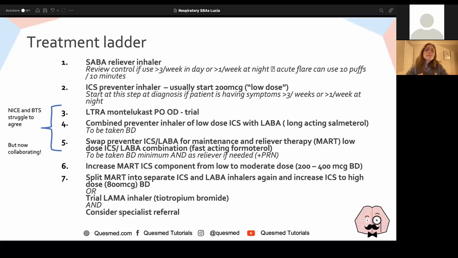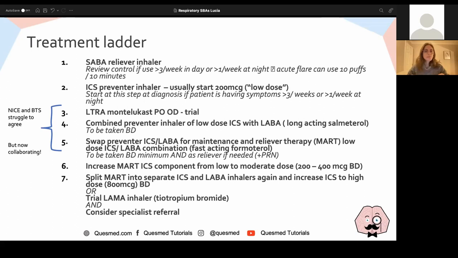But most patients should be started on a preventer inhaler at the same time. Don't rely on salbutamol to be your fix. If you're going to treat asthma, you need to give them a preventer inhaler to reduce that long-term inflammation. And it will depend on how symptomatic the patient is and whether you've got objective features of asthma, you've had some spirometry and things like that.